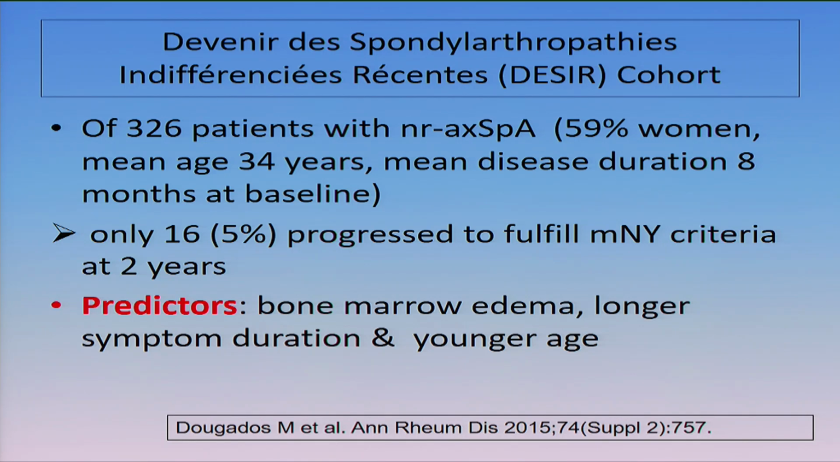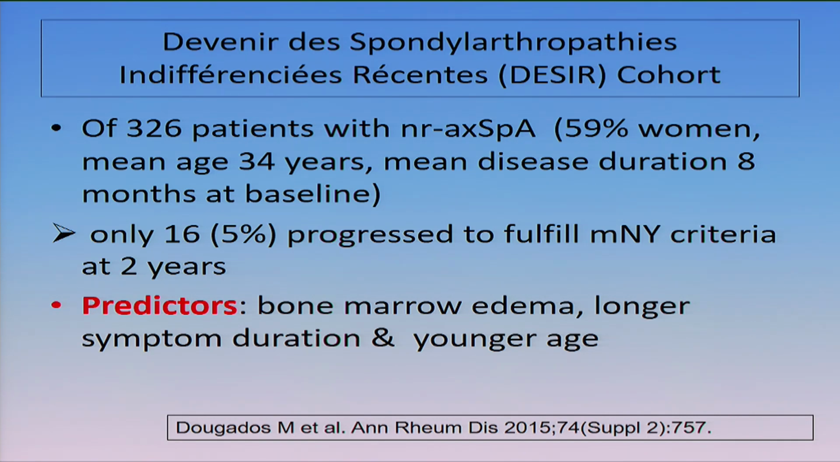Two or three studies looked at the natural history of non-radiographic SPA. One was this study from the Netherlands. You can see that among more than 300 patients with a mean age of 34, only 16% progressed to the full radiographic SPA criteria in 2 years. So a very small number. The predictors for this progression were bone marrow edema, longer symptom duration, and age.